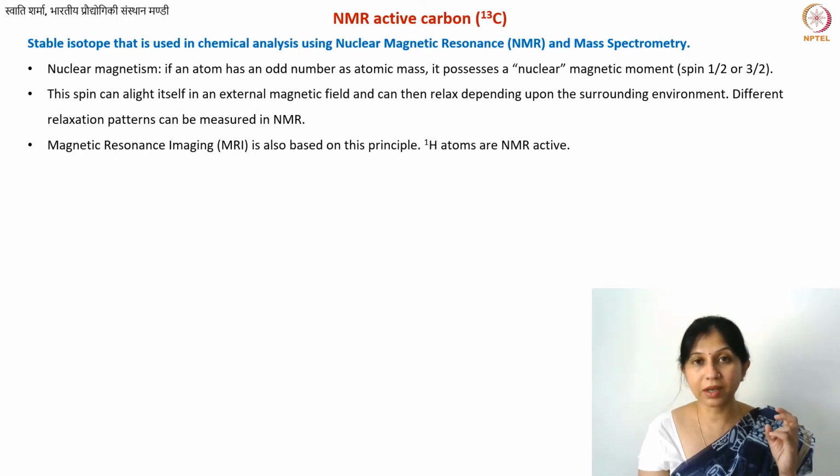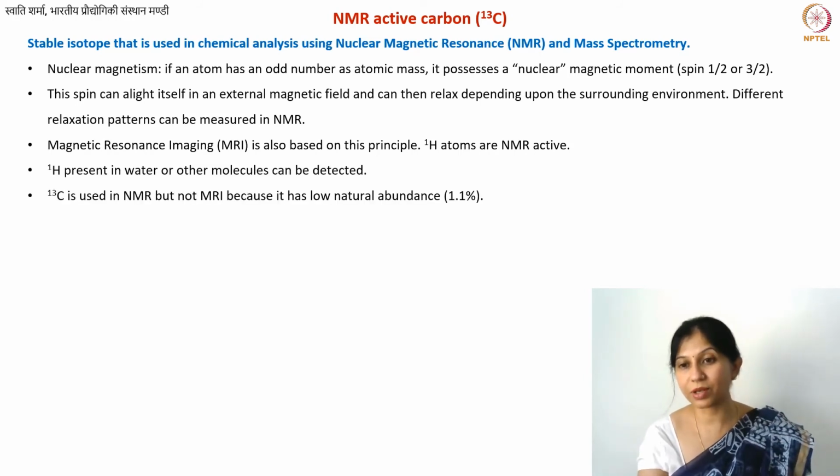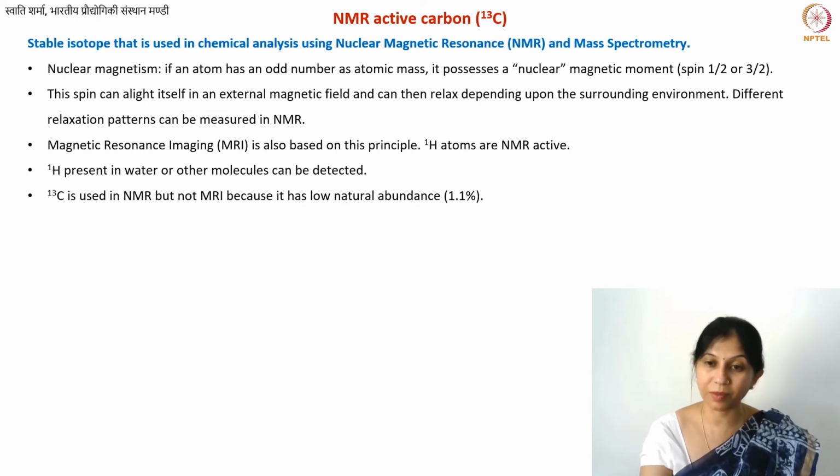Now carbon-13 is NMR active, but importantly in the case of MRI it is not important because we are only imaging protons. We are not really doing carbon-13 based imaging. And why are we not doing it? Because the natural abundance of carbon-13 is only 1.1%.